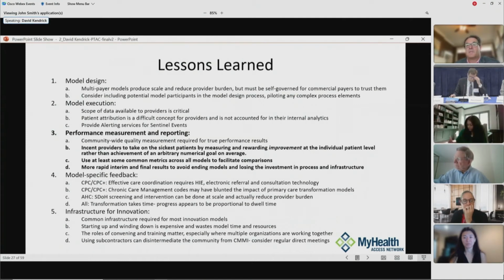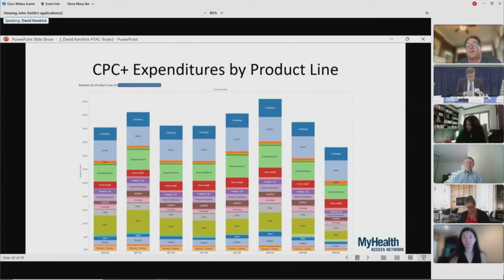Should use common metrics across all models. I think that goes without saying. And more rapid interim and final results so that we don't have to end a model, lose all the infrastructure, and then scramble to rebuild it. We really need more real-time quality measurement and so on, and that's possible with this infrastructure. So next click, some specific model feedback. Of course, we have our cost models that we can report on by service line, and this is across all payers. That's critical for practices to understand rather than to study each payer's proprietary reports. Next click.